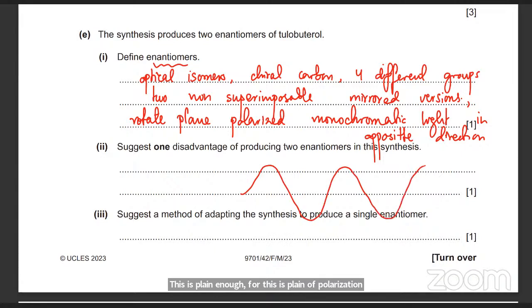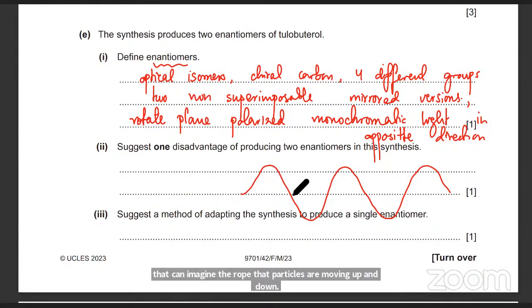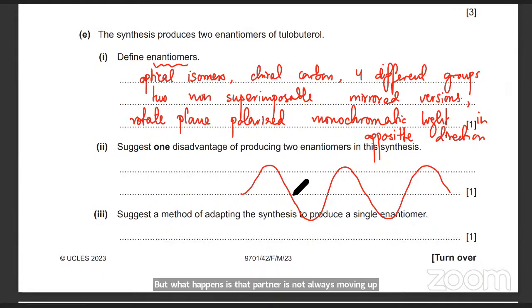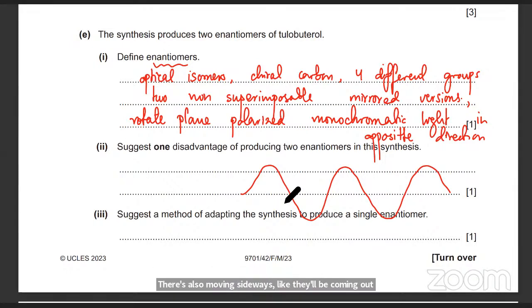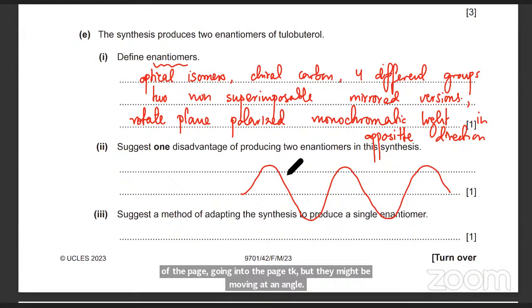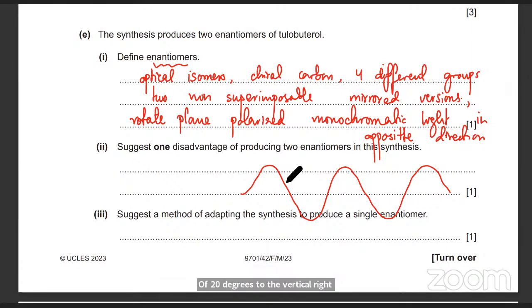Light, that's a wave. Now you're used to two-dimensional waves, where particles are vibrating in one direction. Like imagine a rope, where particles are moving up and down. But the particles are not always moving up and down. They're also moving sideways, like coming out of the page and going into the page. Or they might be moving at an angle of 20 degrees to the vertical. Any angle. It's a 360-degree plane of polarization that you have.